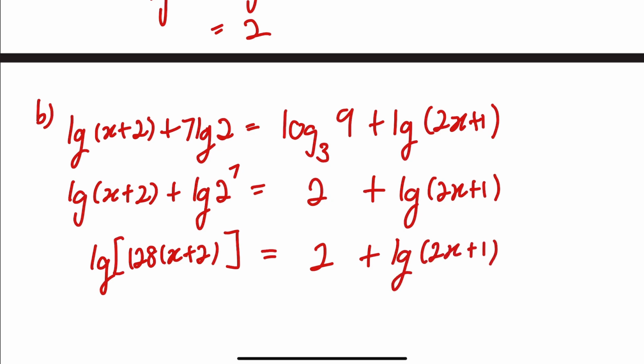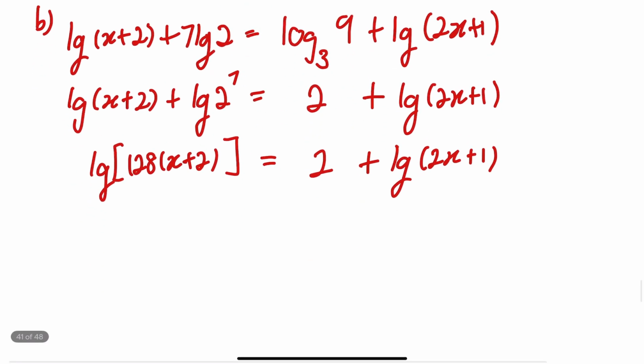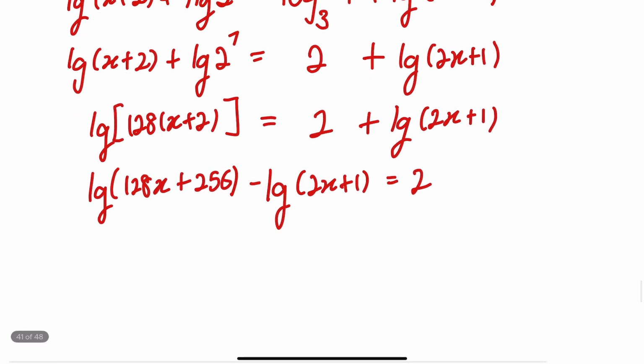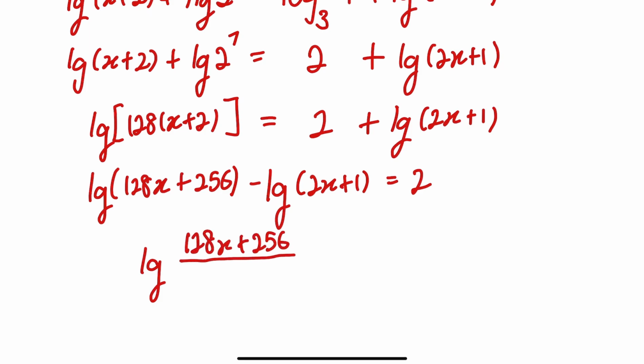Then from here I want to continue simplifying. So over here, this is log of (128x plus 256). Since it's a log base 10 as well, I can shift this log to the left side. So this will give me minus log base 10 of (2x plus 1) equals 2. Now I simplify together. By the quotient law, since the coefficient is 1, this is log of (128x plus 256) divided by (2x plus 1), and this whole thing is equal to 2.